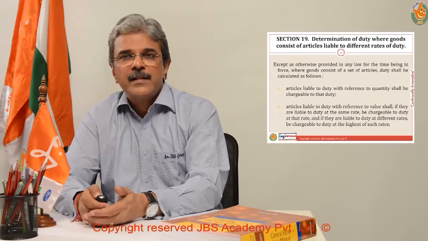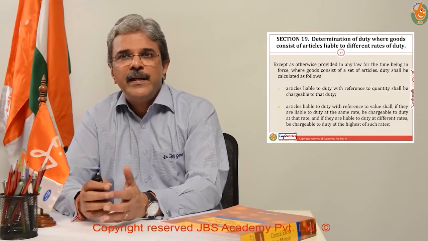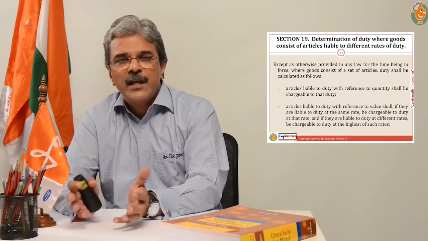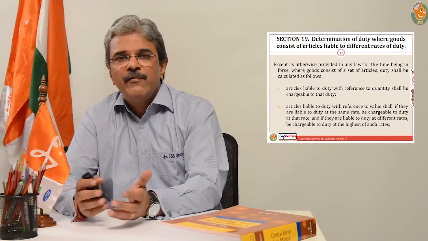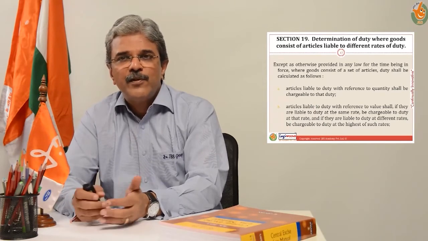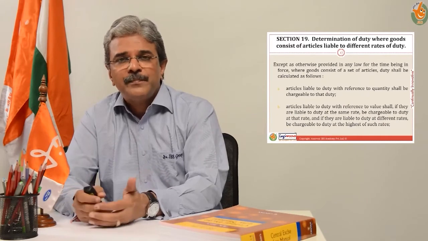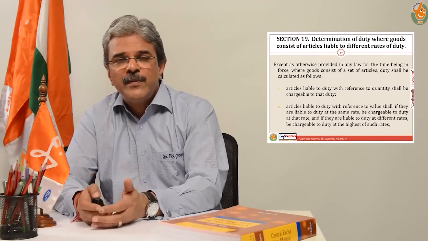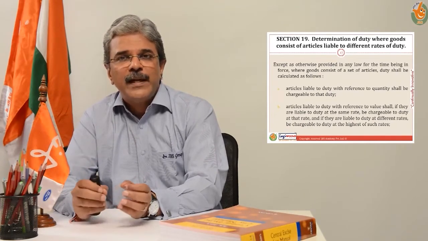Section 19. Section 19 talks about how the duty would get determined if the goods consist of articles which are chargeable to different rates of duty. That is, you have a set of items which are chargeable to different rates of duties, then how would you charge them? In case the value is one, then whichever article within that is to be charged to duty with reference to quantity shall be chargeable to that duty.